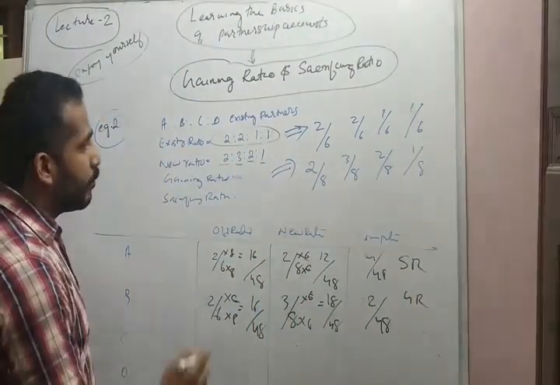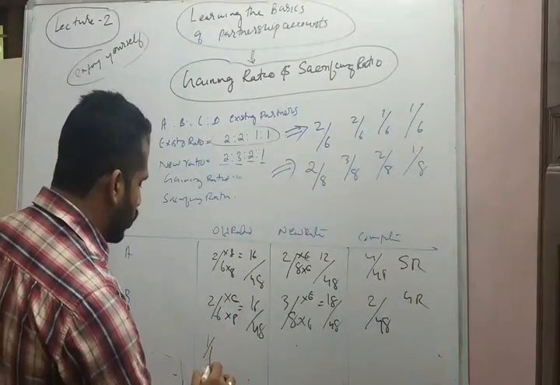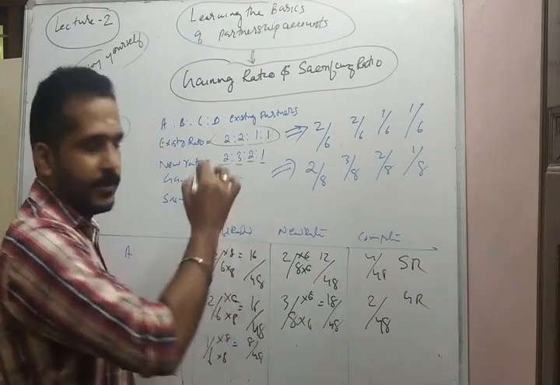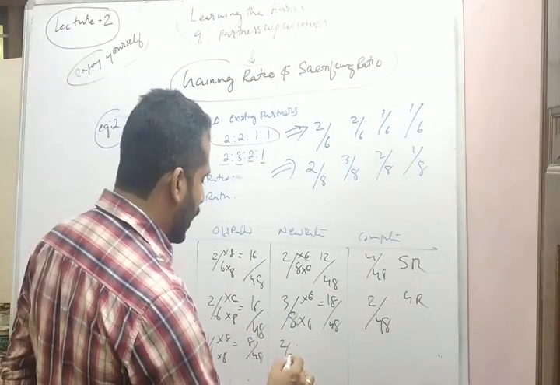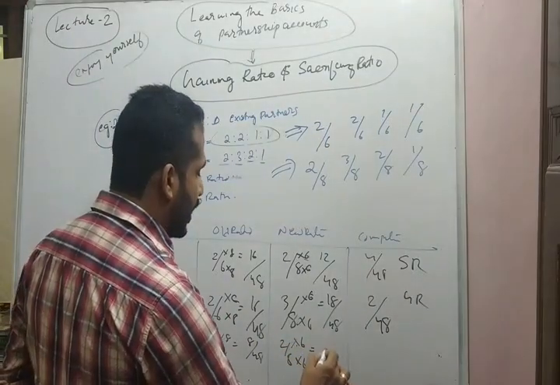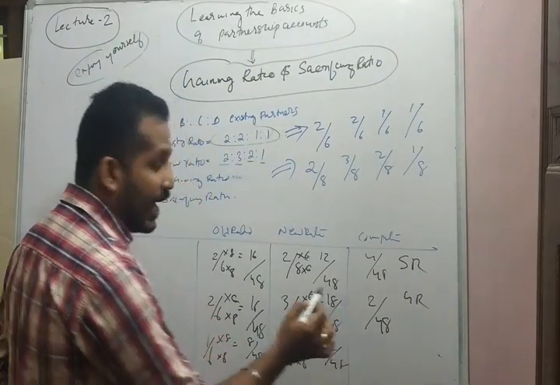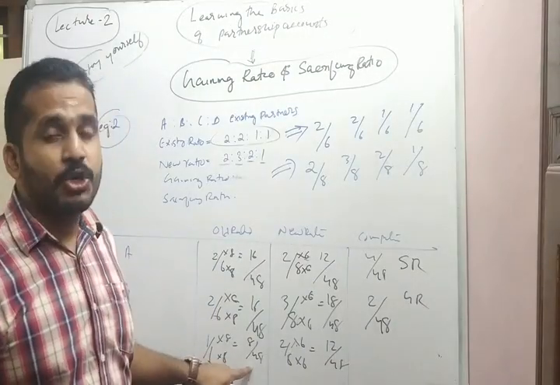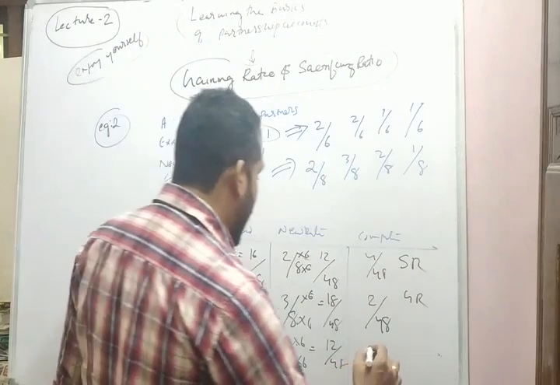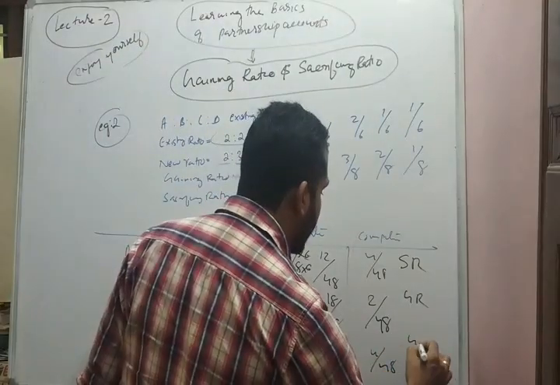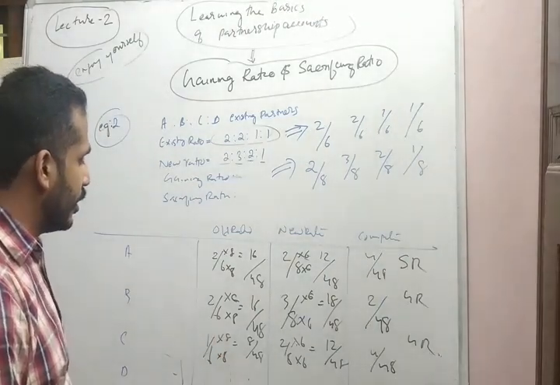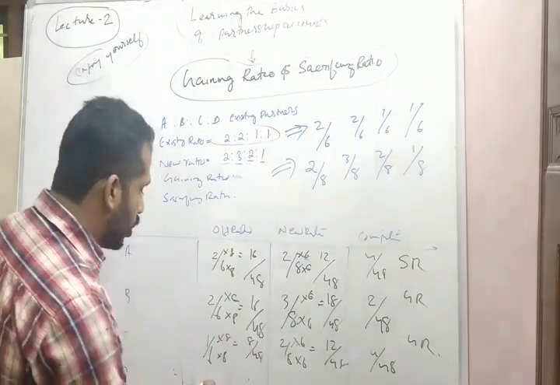Then about C, his previous ratio was 1/6 multiplied by 8. Then we will get 8/48. His new ratio was 2/8, multiplied by 6. We will get 12/48. Again, previous ratio of C 8/48, new ratio 12/48. C has gained 4/48. Gaining ratio. Okay.